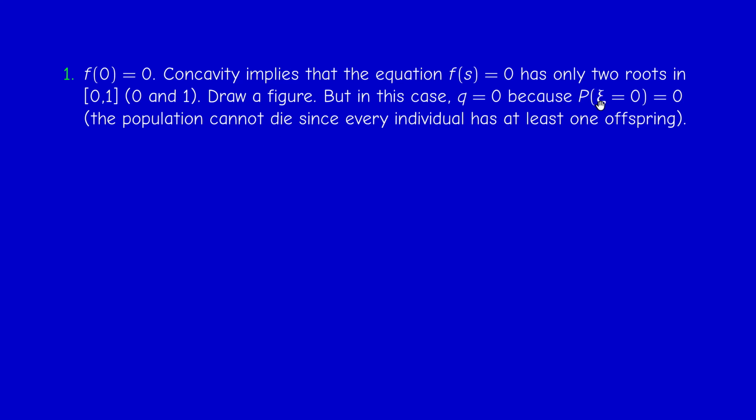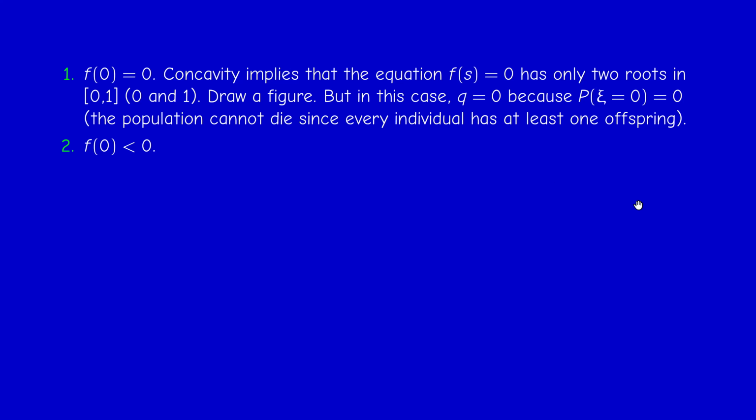Because why? Because the population cannot die, right? Because p of psi equals 0 is 0. So each individual will reproduce at least one time, right? So it cannot die out directly without reproducing any offspring. So the population will not die out. Okay. So the root is either 1 or 0, but cannot be 1, so it's necessarily 0. So we have two roots here, 0 and 1.